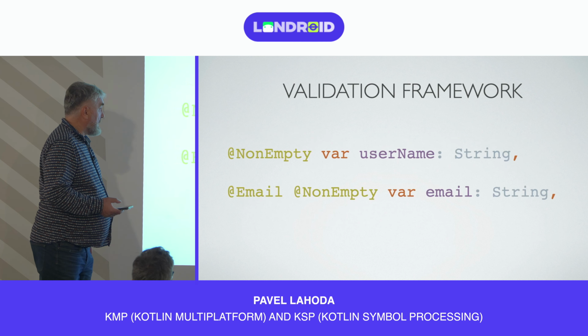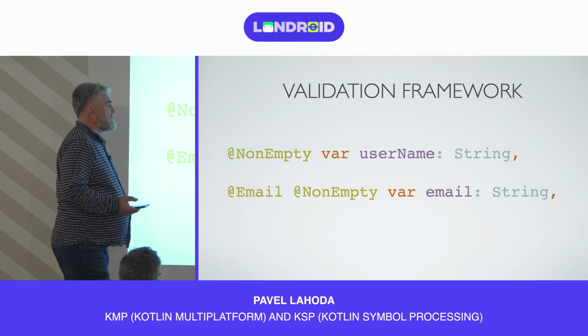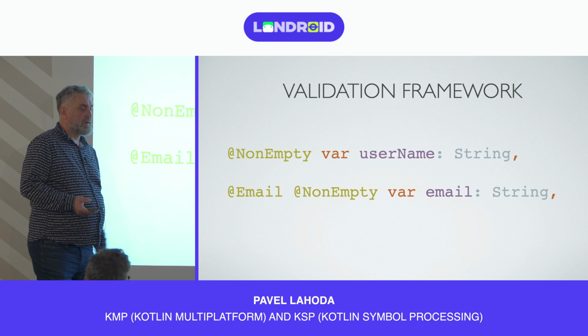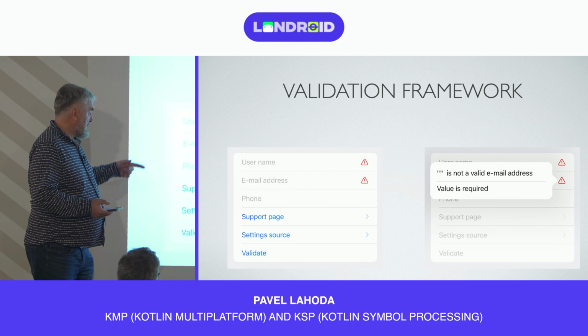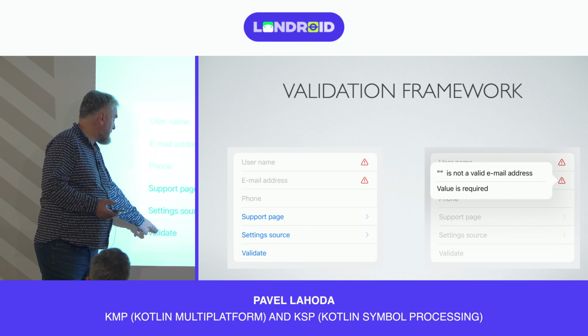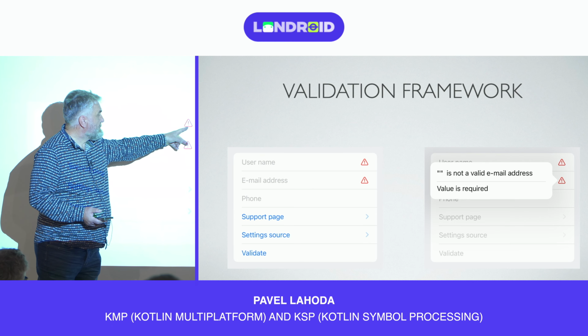Let's have a closer look at 2 of those properties. That's username and email. By adding those 3 annotations, I want username to never be empty. I don't want an empty email as well. And I also want to check that this is a valid email. So I only add those annotations and get some sort of interface out of it. And when I click on validate, we've seen the implementation, you get the result of the validation.